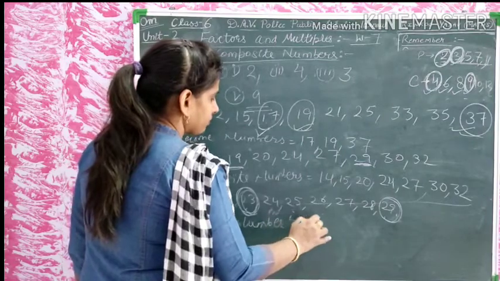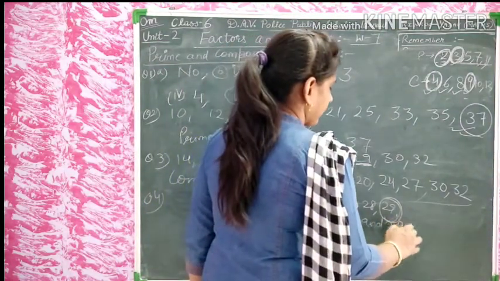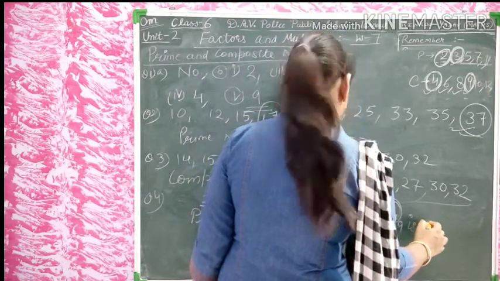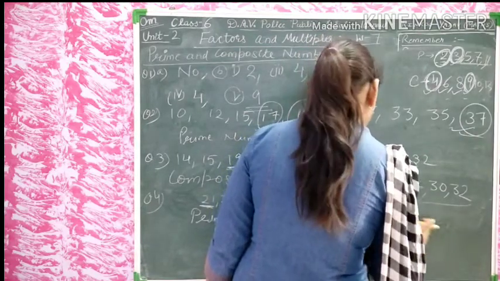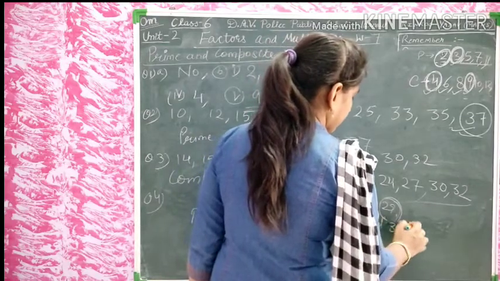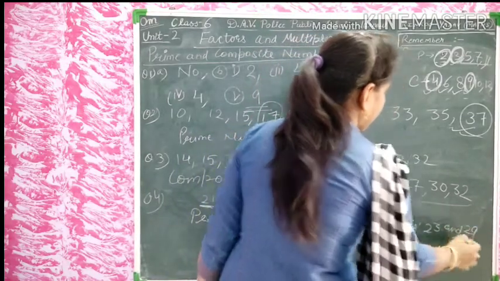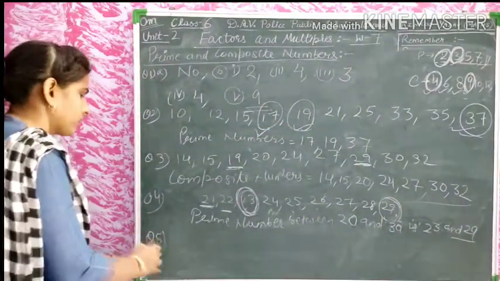Between 23 and 29, which number? 23. Okay. Between 20 and 30 the prime numbers are 23 and 29. Okay students, now we will do here the question number 5.